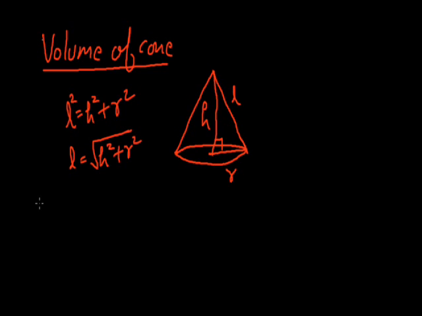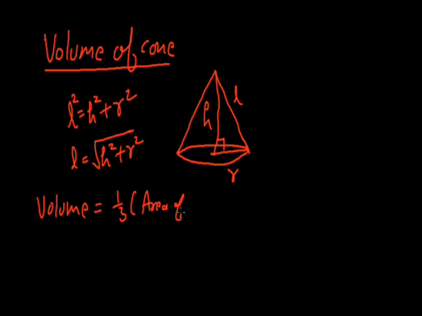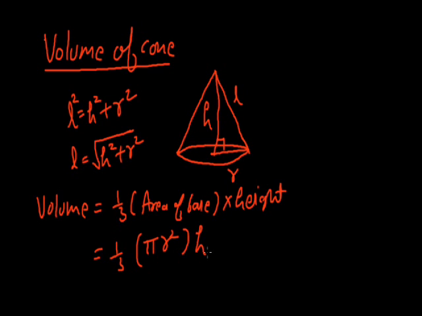Now we talk about the volume. The volume is defined as 1 by 3 times area of base into height. In this way we can define the volume of a cone. So 1 by 3, as the base is in the shape of a circle having radius r, its area is pi r square and the height is h. So the volume is 1 by 3 pi r square h. This is the volume of a cone, that is 1 by 3 pi r square h.